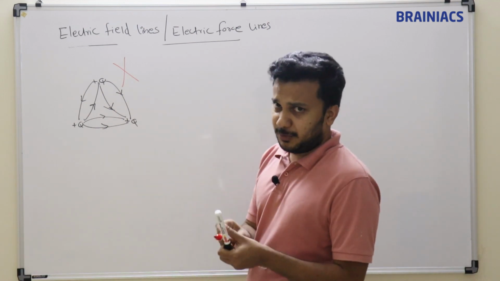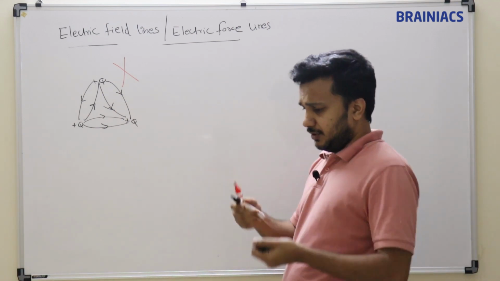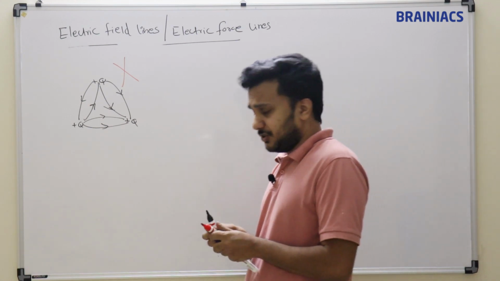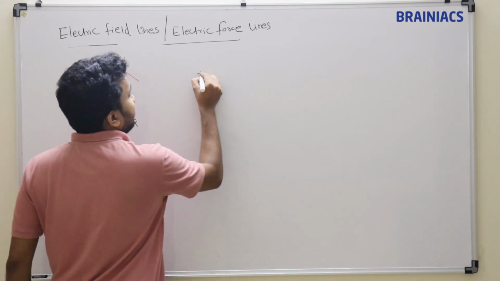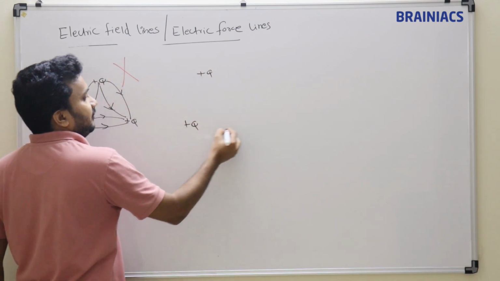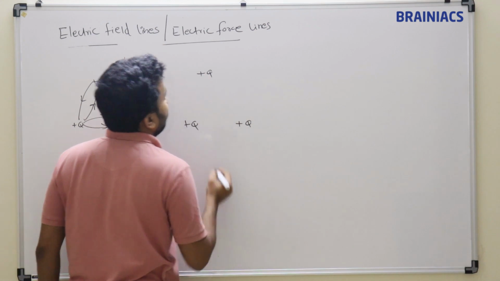They will give you a couple of options, not only 1 or 2, but 4 options, and you have to choose the right one. So maybe I'll draw another diagram with plus q. You have to tell whether it is correct or not.